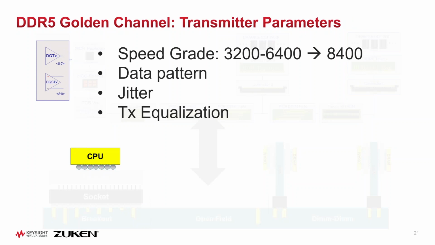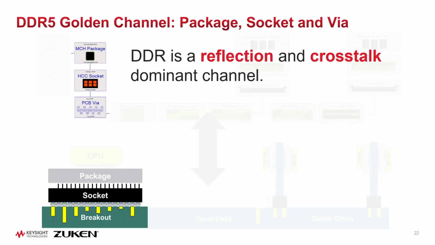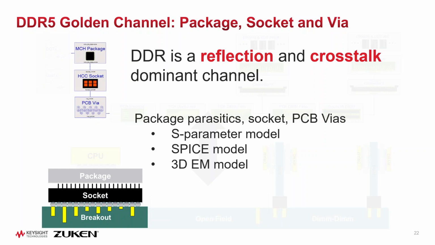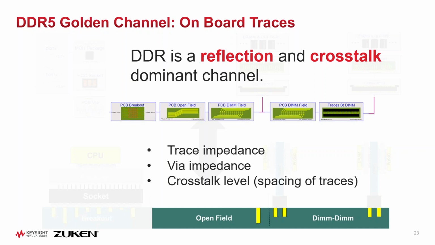On the TX side, as Stephen mentioned, from speed grade 3200 to 6400, now we're looking at 8400, with different data patterns, jitter, random jitter, deterministic jitter, and TX de-emphasis, pre-emphasis. Now in the package, we know it's important because it shows how things are connected. And since DDR is a reflection and crosstalk dominant channel, we need to have these parasitics, sockets, and PCB vias correctly modeled in different formats. Now, as the signal makes its way through the channel, because again DDR is a reflection and crosstalk dominant channel, we have to take a look at the impedance and the crosstalk level between the traces. And as Stephen will mention later on, the DQS is very important as well.